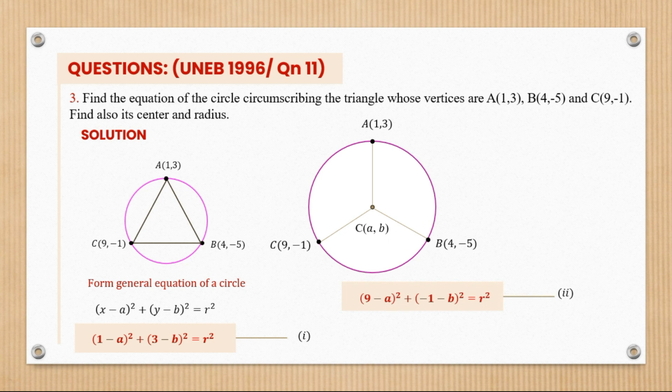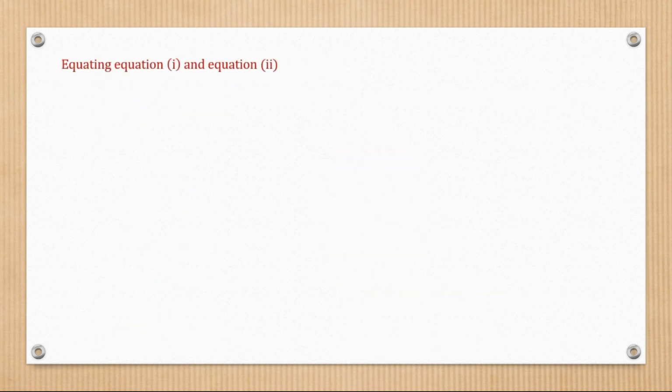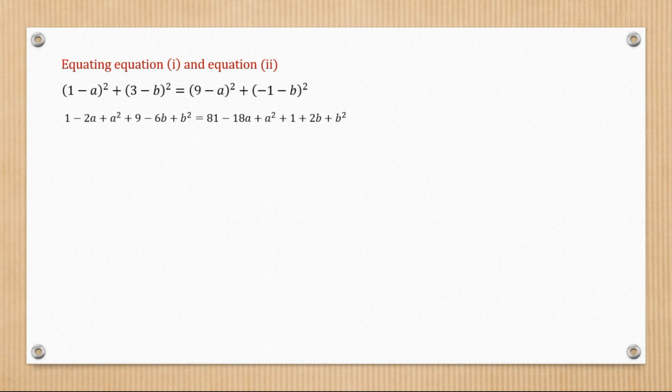And then using point C, we can see that we have (9 - a) squared + (-1 - b) squared is equal to r squared. Then lastly, using point B, we can have (4 - a) squared + (-5 - b) squared is equal to r squared. So now equating equation 1 and equation 2, we will have this. So expand both sides.